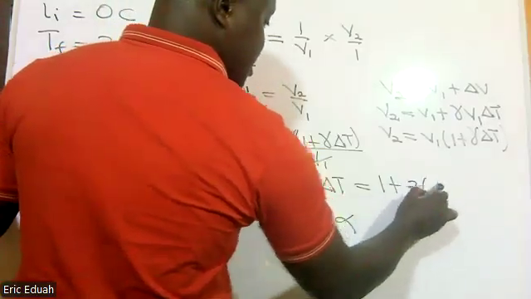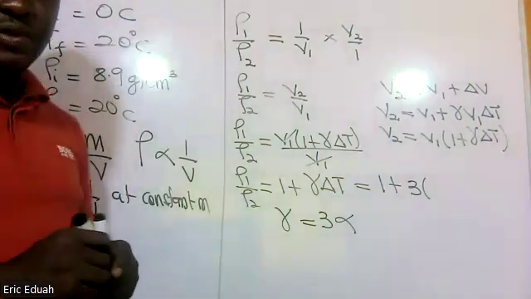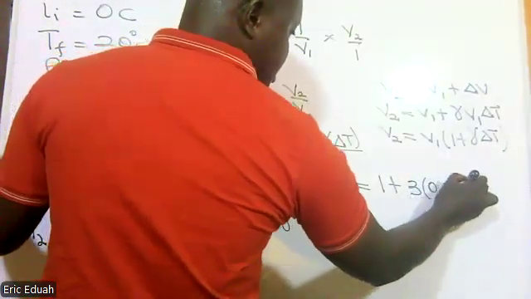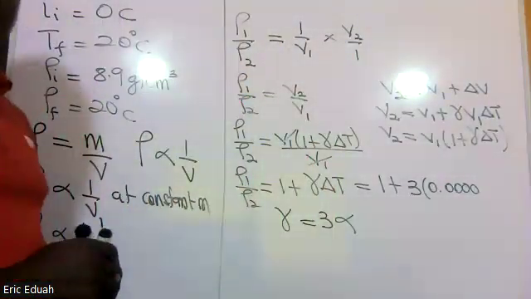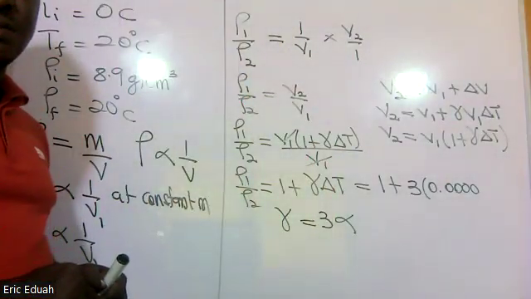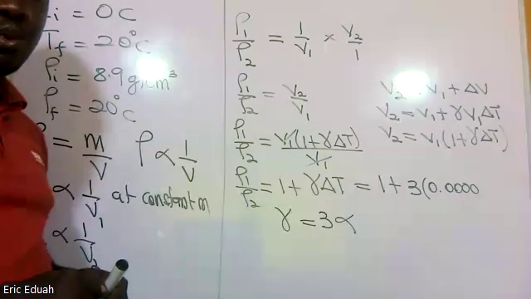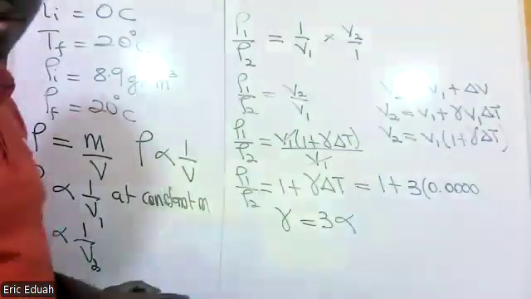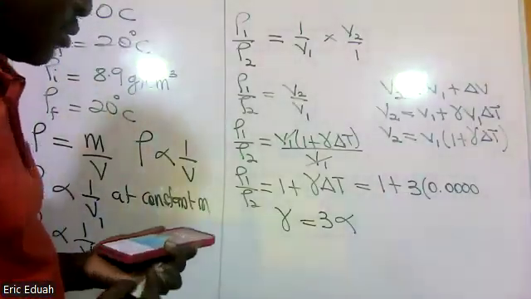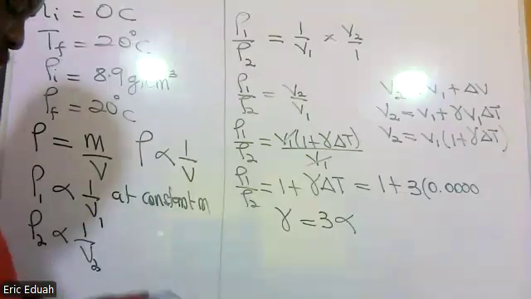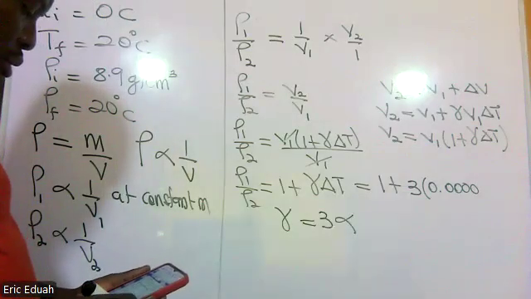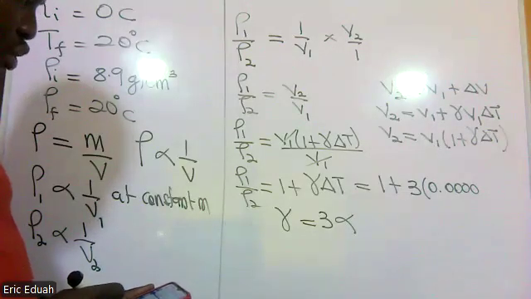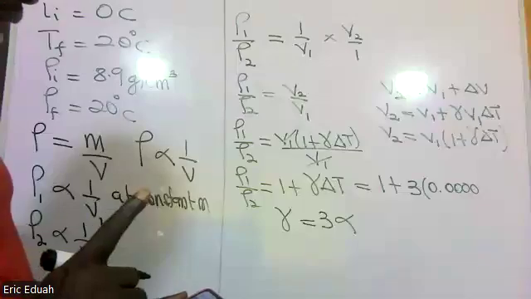3 times. We're given the linear expansivity of the metal. Charlotte, what's the value of linear expansivity? 0.00002. Look at it again. That is per Kelvin.